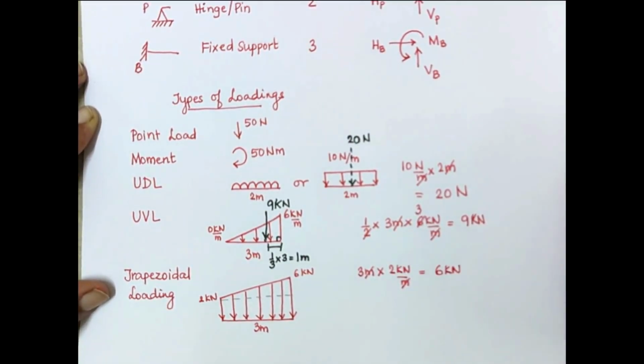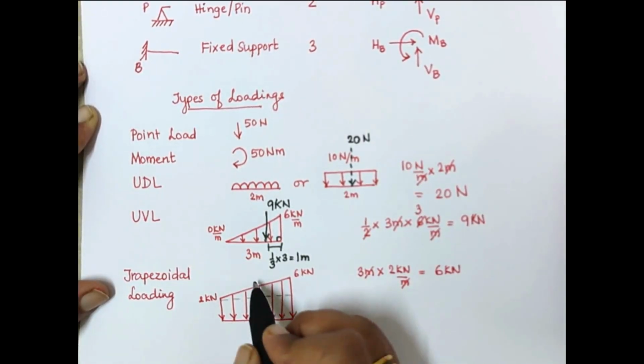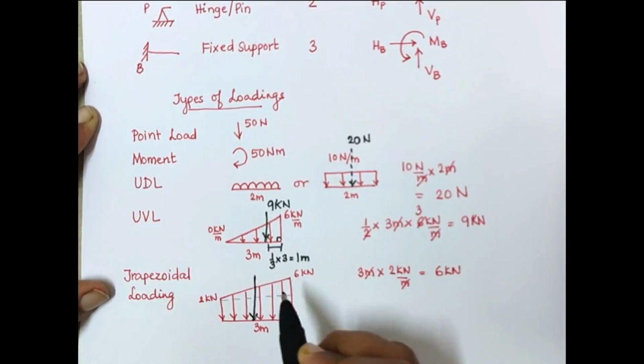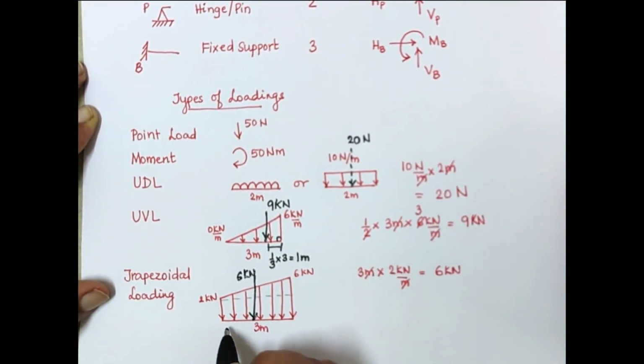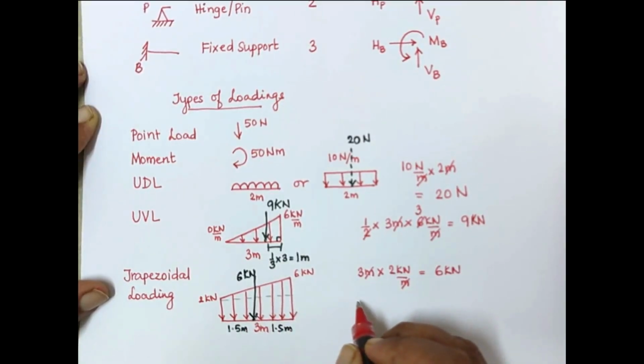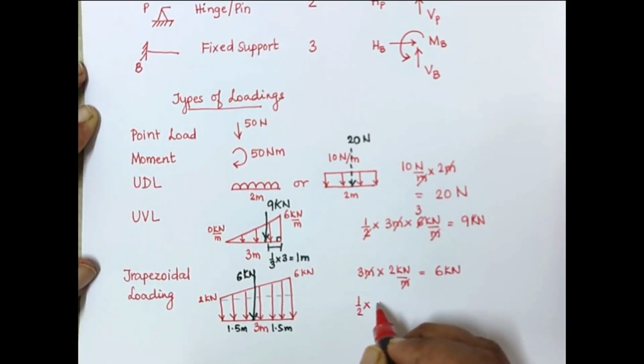Now this 6 kilonewton will act at the center because we are talking about a uniformly distributed load. So that will act at the center and this value comes out to be 6 kilonewton. Since it is at the center, it will divide the distance as 1.5 meters and 1.5 meters. On the other side, we are going to take a triangular loading, and for the triangular loading we can just use the equation of area for the sake of simplicity. So that is half base, 3 meters, into the height.